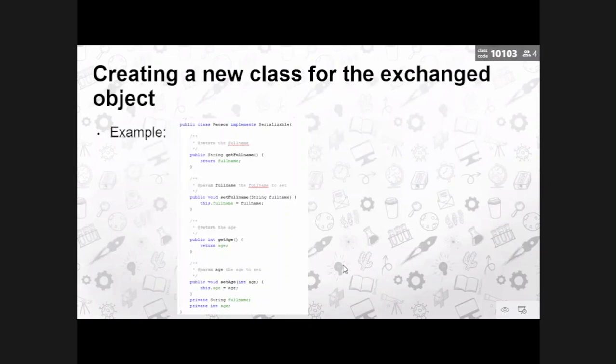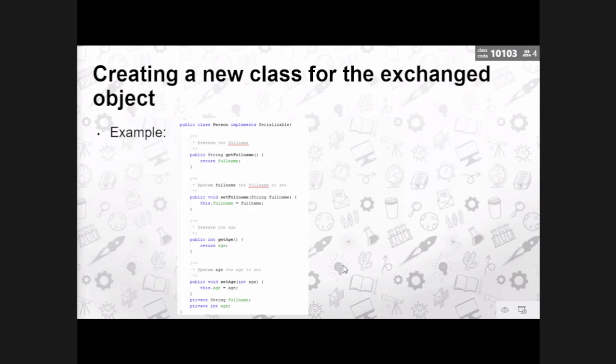Okay, so how do we create a new class? It's simple. I think you can do it by yourself. So for example, if I want to send an object of a person, I create a new class person that implements serializable. And then I put some attributes here. So for example, I have two attributes, full name and the age. Both have their own type. So full name is a string, and then age is an integer.